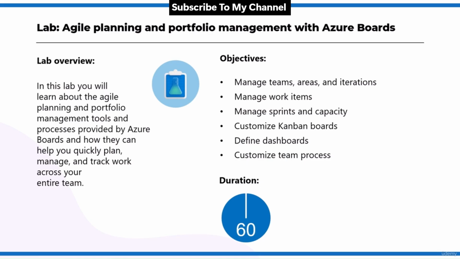We have lab number 1 at the end of this module, which focuses on agile planning and portfolio management with Azure Boards. In this lab, which takes around 60 minutes, you're going to manage teams, areas, iterations, work items, sprints, and capacities. You're also going to customize the Kanban board with different options, define your dashboards, and customize your team processes. This is all done practically with step-by-step instructions. If you're going for the labs, this is lab number 1, and I'll see you in the next learning path, learning path number 2.